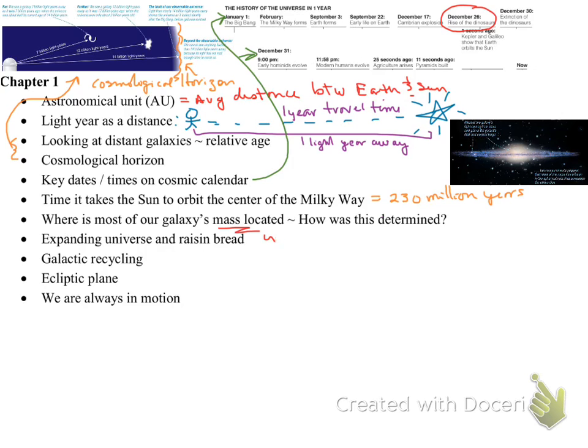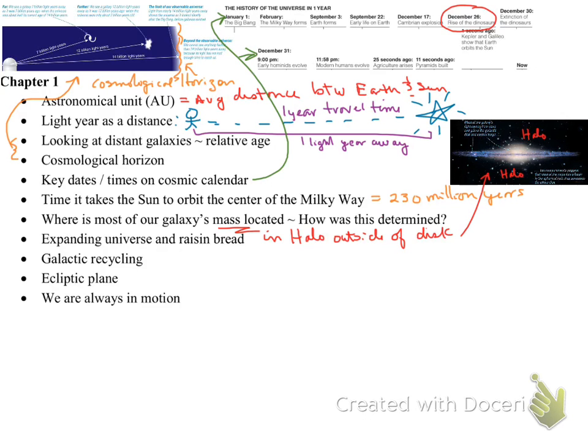There's actually two kind of questions balled up in the next one. Where is most of our galaxy's mass located? And actually it's located in the halo region. Remember, the halo is outside the disk. So it doesn't glow, but it's located there. And so actually that is dark matter.